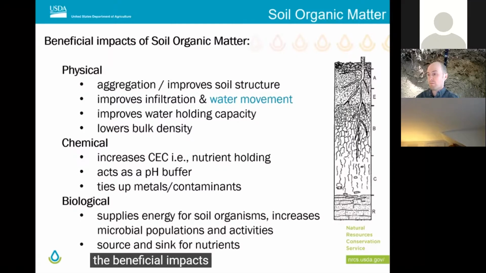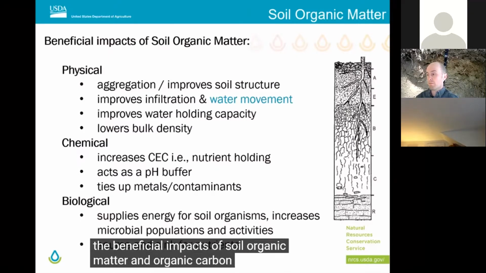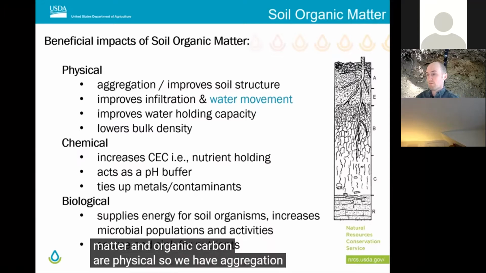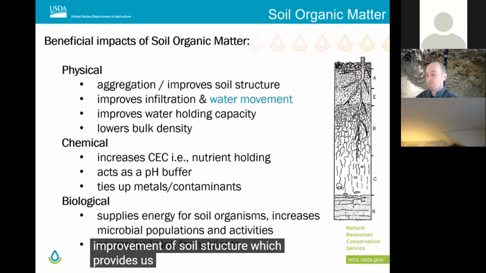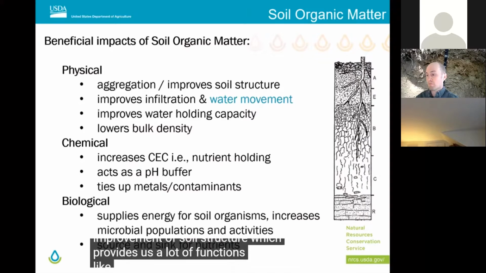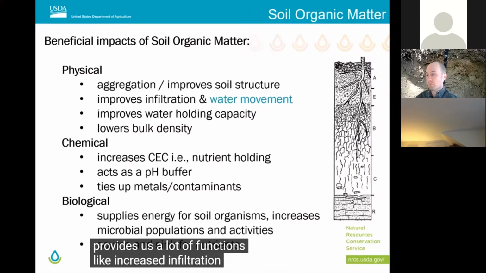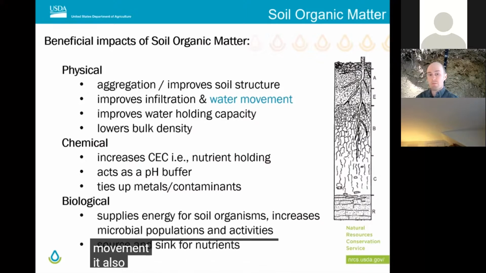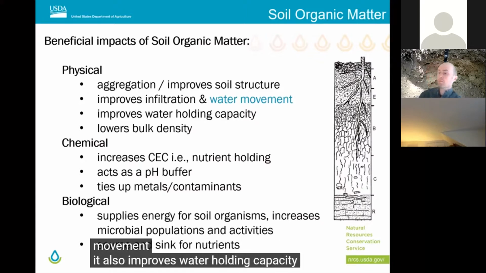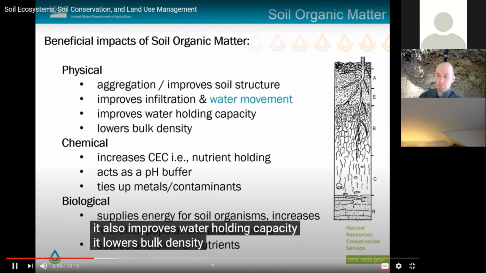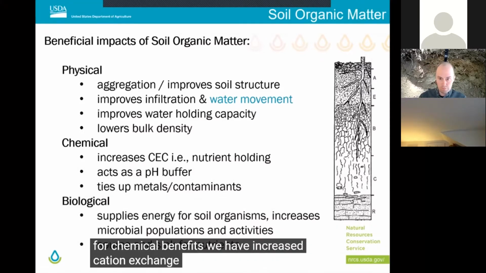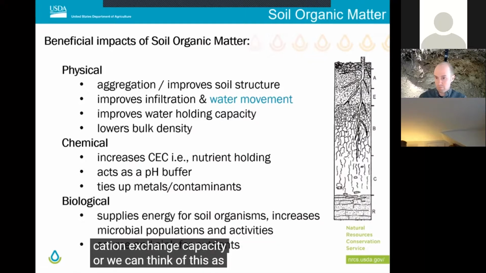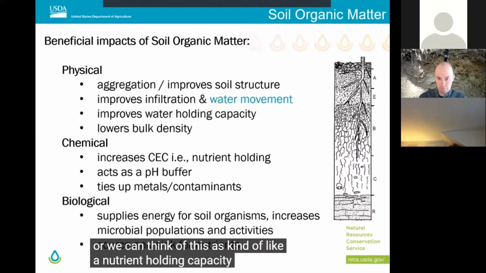The beneficial impacts of soil organic matter and organic carbon are physical, so we have aggregation in the improvement of soil structure, which provides us a lot of functions like increased infiltration and water movement. It also improves water holding capacity. It lowers bulk density. For chemical benefits, we have increased cation exchange capacity, or we can think of this as kind of like a nutrient holding capacity.